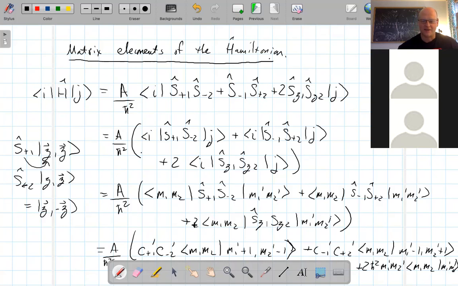Now, what's the point of all this? The point is that this term here and the second term both give me off diagonal terms, because I'm going to get a delta product between M1 and M1 prime plus 1, and also a delta product between M2 and M2 prime minus 1. So this is an off diagonal term. This one is also an off diagonal term. The only diagonal term comes from the third term, which has to do with the SZs. So my diagonal term is only going to be this term, while my off diagonal terms are going to be these guys.